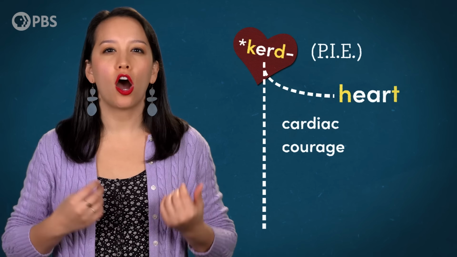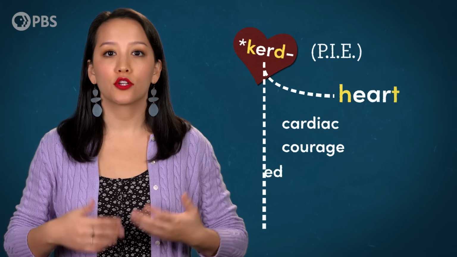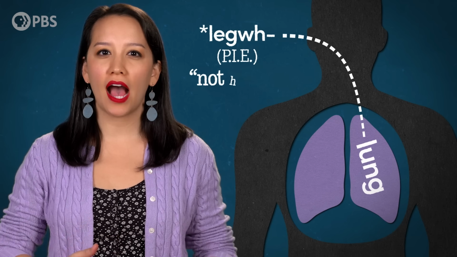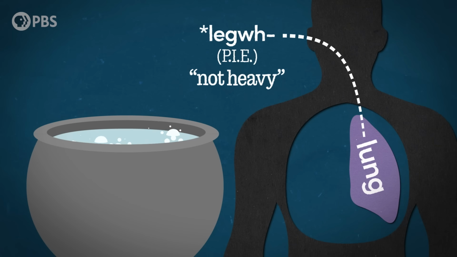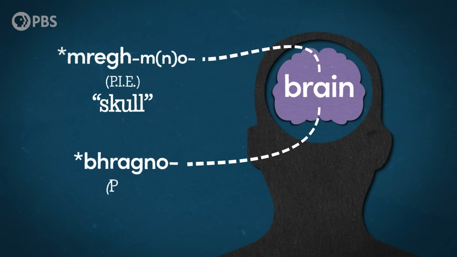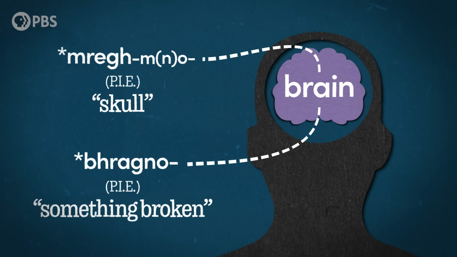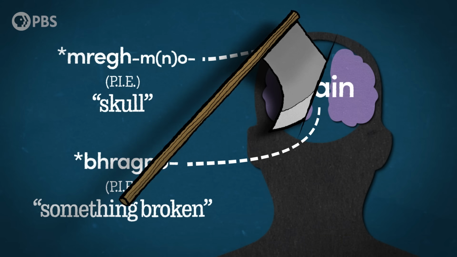Ancient people believed that the heart, and not the brain, was the center of mental faculties, so it's also related to words like creed, credible, and record. That sense still exists today when we say we know something by heart. Lung comes from the PIE root legua, meaning not heavy. This may be because when boiling organs, as one does, the lungs would float to the top of the pot. Brain may have come from the PIE mreg, meaning skull, or brogno, meaning something broken. Maybe because it looked split down the middle, or maybe because that's what you should aim at in an axe battle.